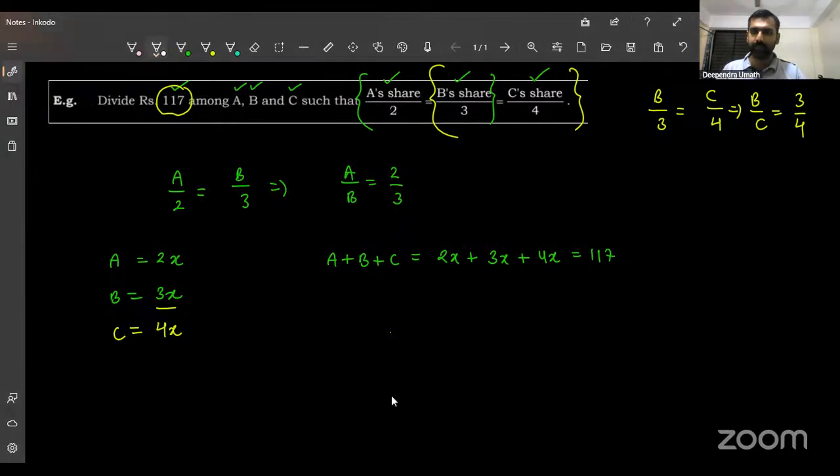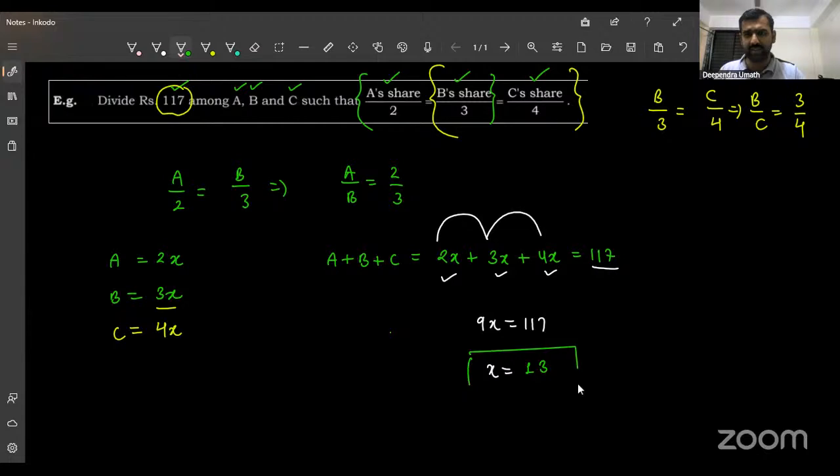Everything? Okay, that's brilliant. Now let's focus on this part. So 2x plus 3x plus 4x was 117. So 2 plus 3 is 5, 5 plus 4 is 9. So what I know is that 9x is 117. Can we divide 117 by 9? That gives you 1 and then the remainder is 2, that is 3. So x turns out to be 13. Now when you get x as 13, you can very clearly crack the shares of A, B, and C.